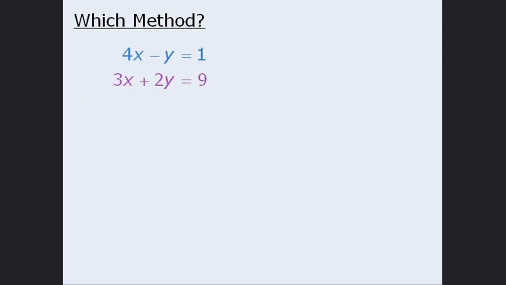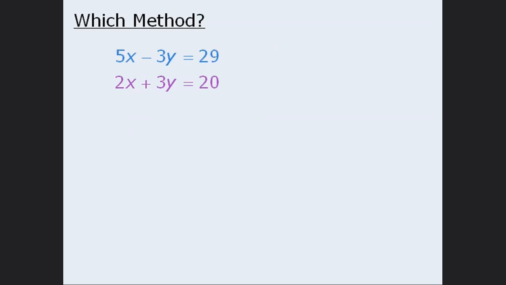Okay, now that we have two techniques for solving systems of equations, which method should we use when presented with a system? For example, which method should we use here? Well, in this example, adding or subtracting the equations will not eliminate a variable. However, notice that the top equation here can be easily solved for y. At this point, we can take the y in the bottom equation and replace it with 4x minus 1.